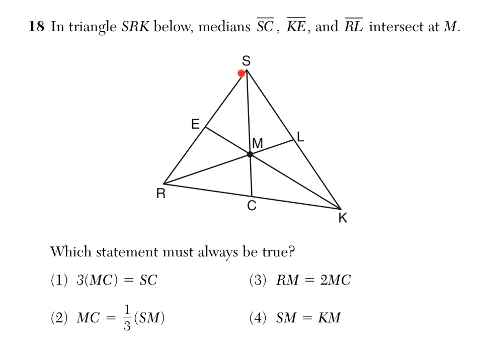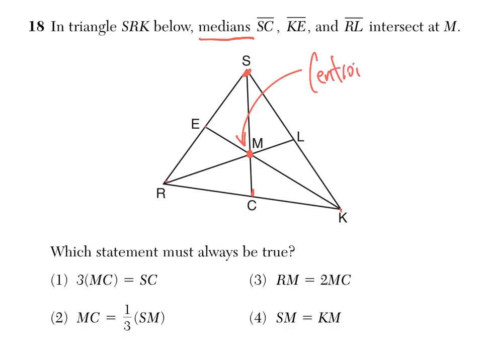Question 18 says, in triangle SRK below, medians SC, KE, and RL intersect at M. And then it says, which statement must always be true? Well, the key word in this statement for me is medians. And we remember that a median is the line segment that connects the vertex right here to the midpoint of the opposite side of the triangle. And so it's doing that for each of these three vertices, S, K, and R. And this intersection right here is called the centroid.